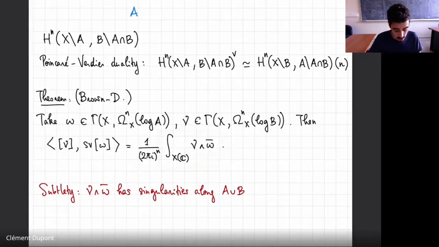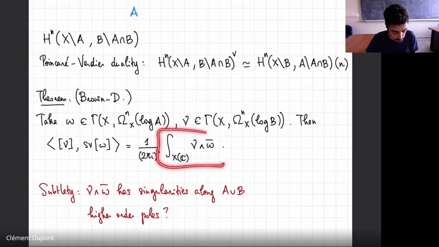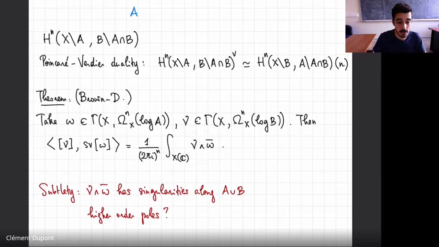And why does it converge? Well, because omega and nu have logarithmic singularities. If you take higher order poles, it does not converge at all. And for higher order poles, I really don't know how to compute single valued periods. So question, what happens for higher order poles? There should be some kind of recipe to regularize those integrals if omega or nu has a pole of order 2 or above.